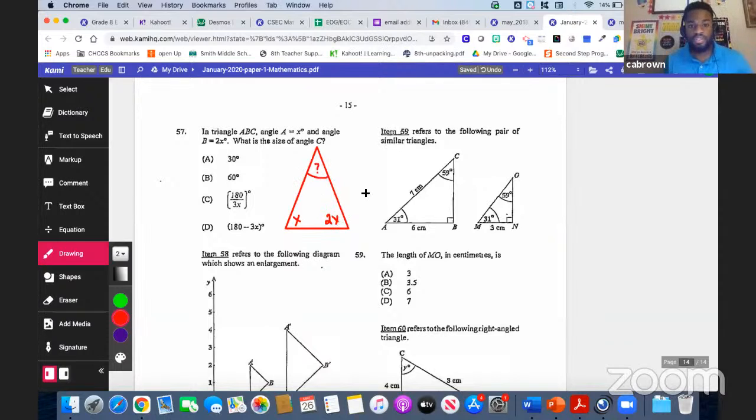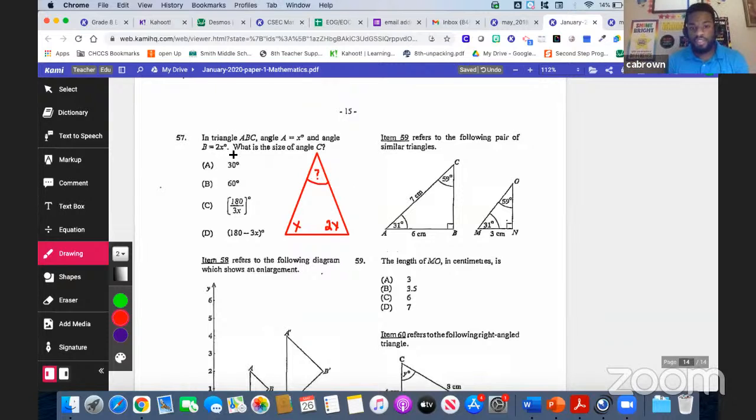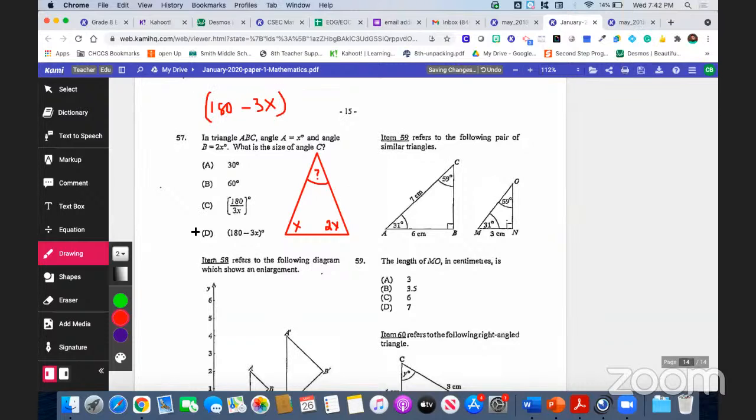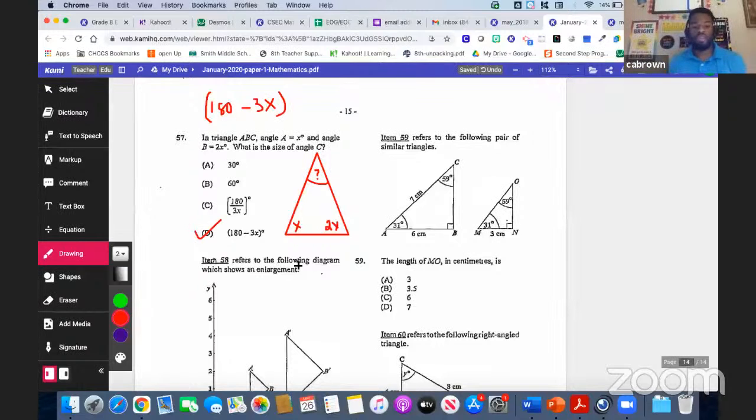We know that angles in a triangle add up to 180. So if we needed to find this angle, it would be 180 minus the sum of these two, and x plus 2x is 3x. So it's 180 minus 3x, which is D. The visual representation really made it very helpful. So if ever you get a problem and you're not sure, make a visual representation, and I guarantee it will make it a little bit simpler.